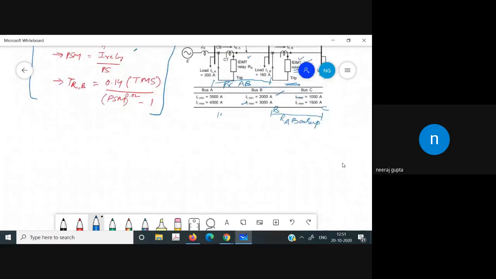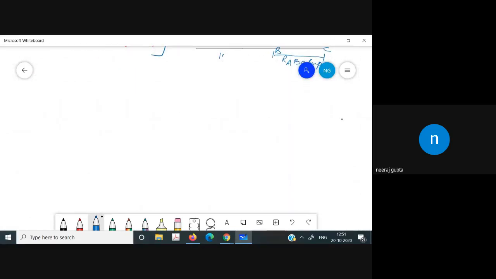Now, first, how it starts. The first step is to decide the CT ratio and the plug settings, which is obviously for the tail end of the relay, that is relay B. Now in this case, first we calculate the maximum load current.